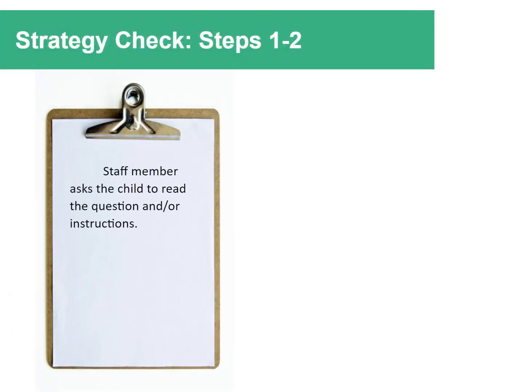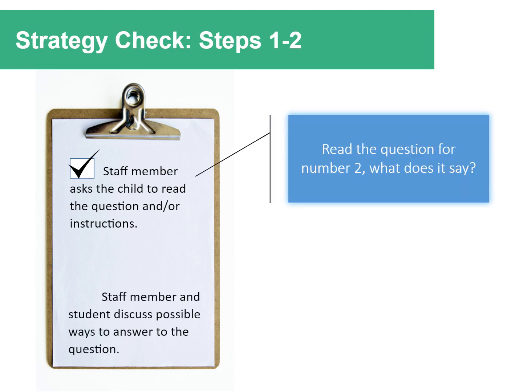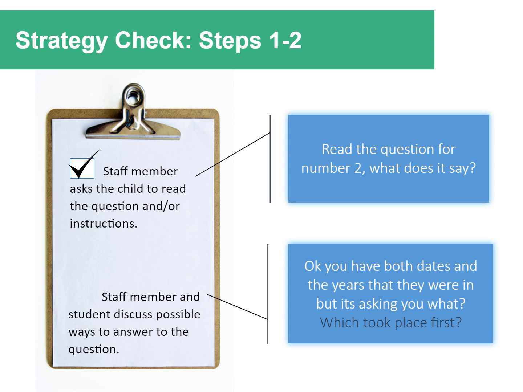First, the staff member asked the child to read the question. She said, "Read the question for number 2. What does it say?" Then the staff member and student discuss possible ways to answer the question. She says, "Okay, you have both dates and the years that they were in, but it's asking you what?" And the student answers, "What takes place first?"